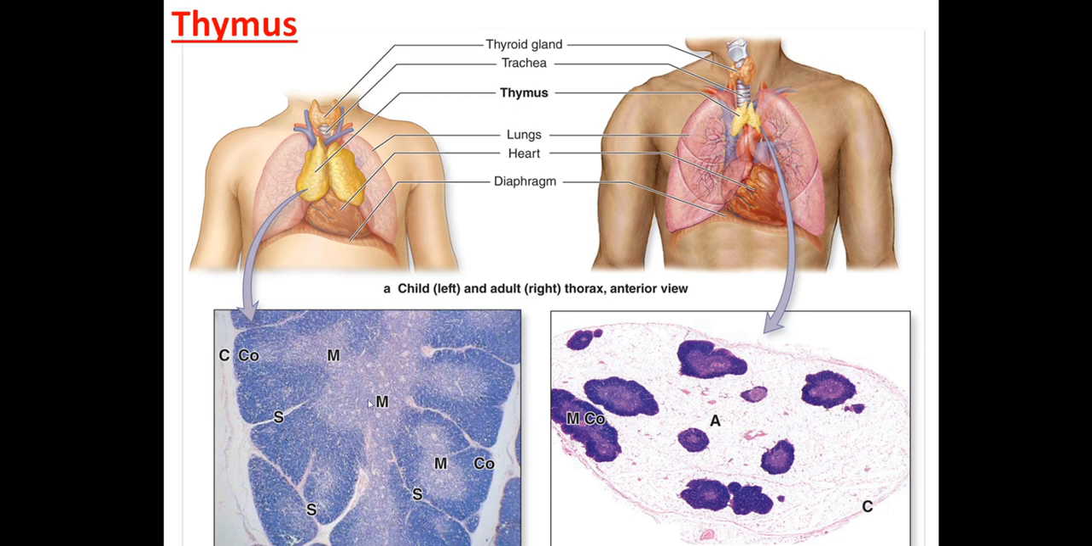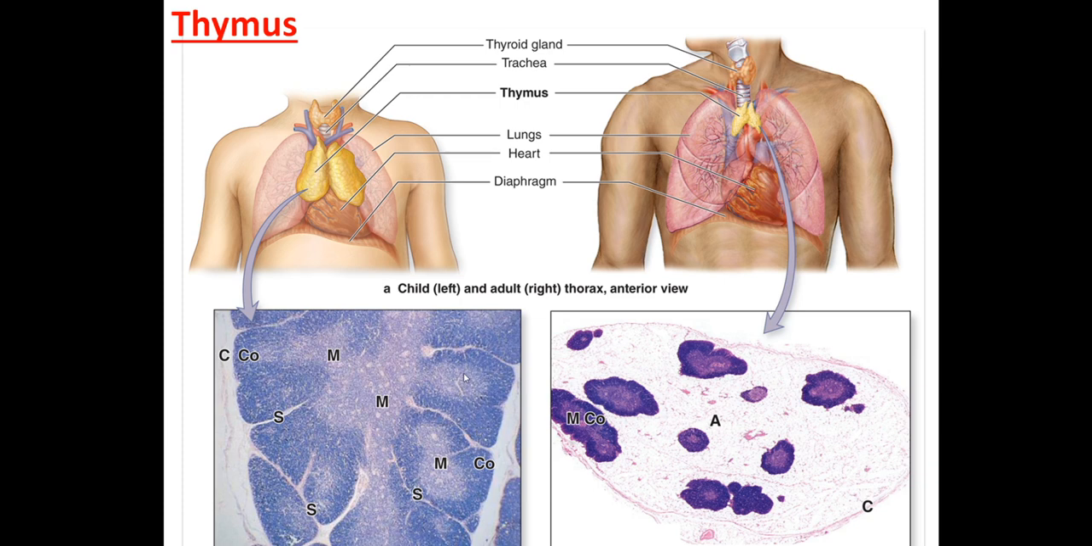Here there is no lymphatic nodule. Therefore, it is a primary structure. Lymphatic nodules are present only in secondary structures. The thymus and bone marrow both have no lymphatic nodule because they are primary. Why is it primary? Because in this organ the lymphocyte is educated.